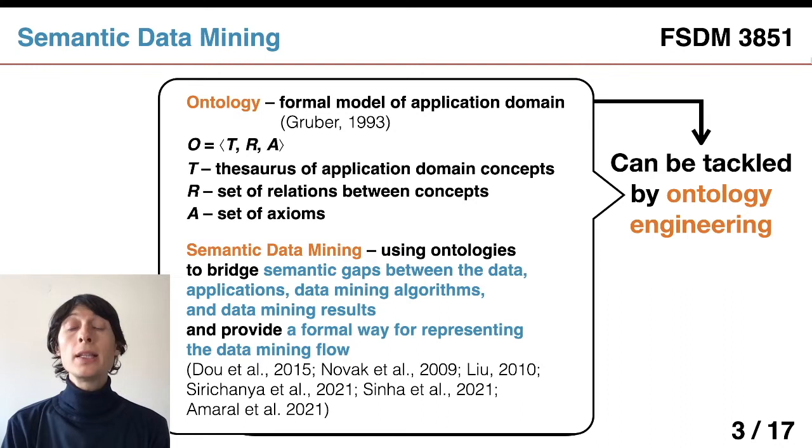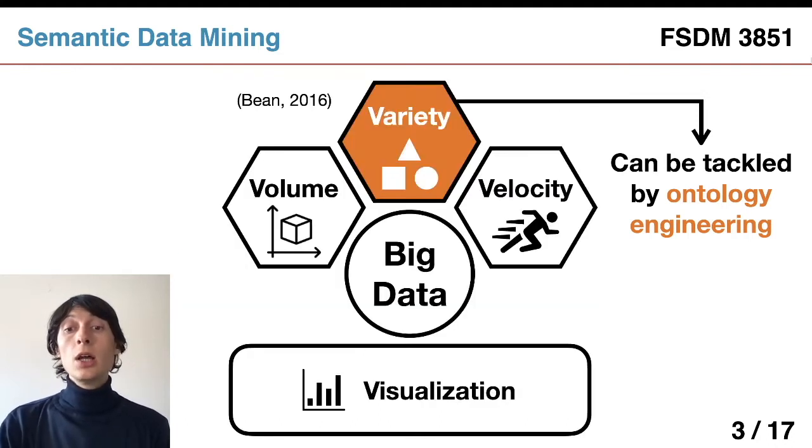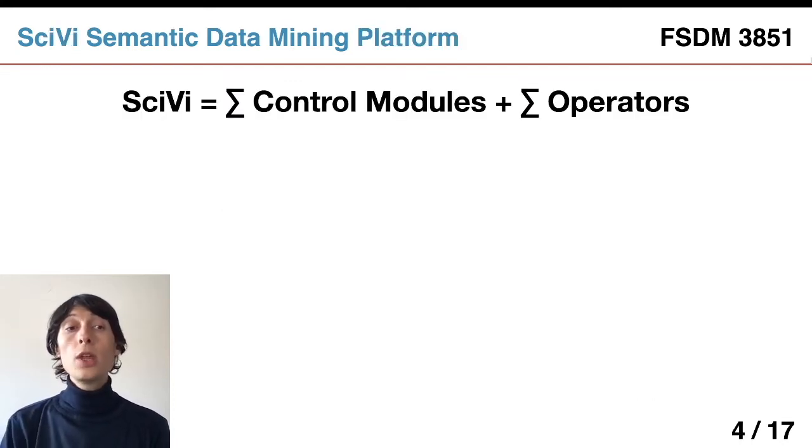This is called semantic data mining, and it is elaborated in a plethora of works, for example, in the works listed in the slide here. These works prove that ontology engineering is an efficient way to tackle the big data issues, for example, variety, velocity, and volume. But the next question is, if visualization can be tackled by ontology engineering as well? Our answer is yes, it can. To prove this, we provide a software solution called Skizzy.